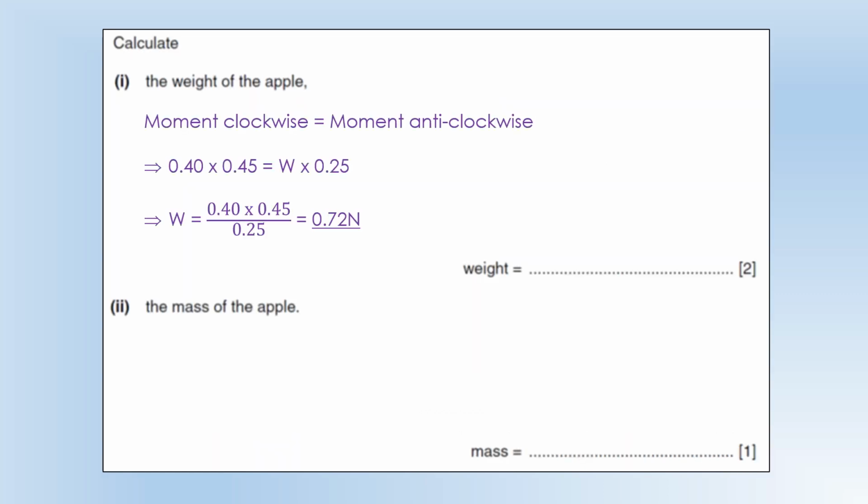So I'm going to apply the fact that the moment clockwise equals the moment anti-clockwise if it's balanced, or in equilibrium as we actually describe it. So we can say the moment of the weight force of the mass that we've put on there, force times perpendicular distance, must be equal to the weight of the apple times its perpendicular distance. And we can rearrange that to find the weight 0.70 newtons. If we then want the mass of the apple, we're going to divide that by the gravitational field strength here on Earth, 10, and that gives us a mass of 0.072 kilograms, or 72 grams if you like.